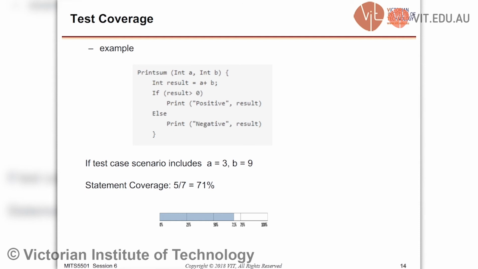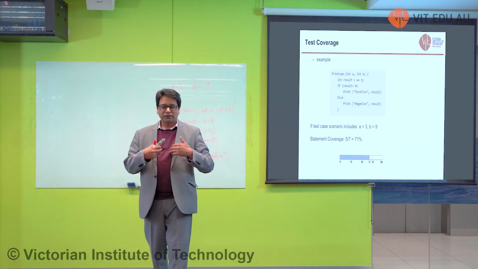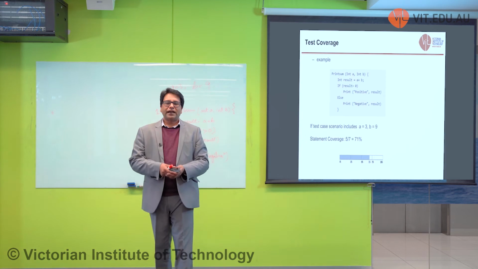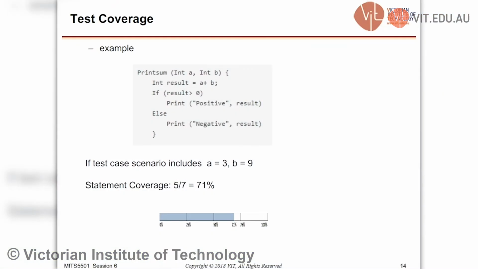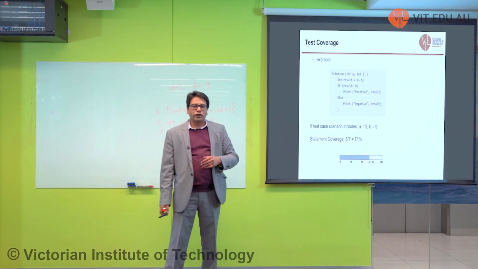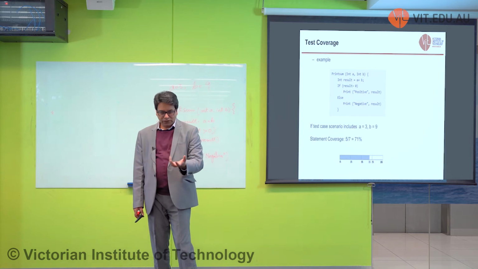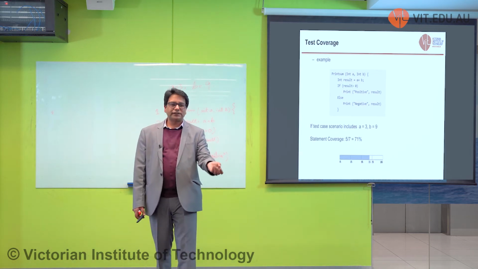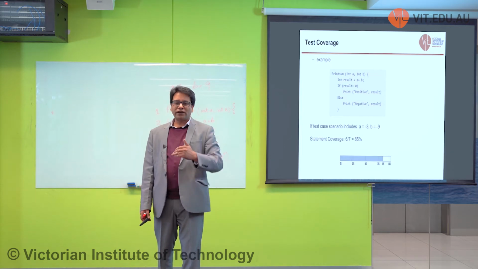So here we have the percentage. If I summarize it, we have a program, we create a test case, and we look at what is the percentage of statements that is executed. In this example, it is 71%. So a test case can execute 71% of your code, or 80%, or 50%. It depends on how many lines you have and how you have written your program.